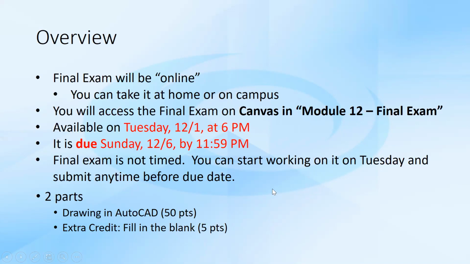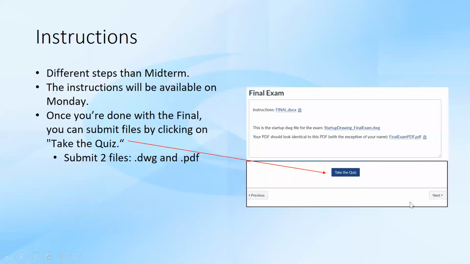There are two parts to the final exam. The first one is going to be creating a drawing and layout in AutoCAD, and this is going to be worth 50 points. And then there will be an extra credit portion, which is fill in the blank, and that will be 5 points. Before we go over those parts in more detail, I wanted to give an overview of the instructions because they are different than the midterm. So the instructions will be available on Tuesday, not Monday. I'll fix that as well in the PowerPoint.